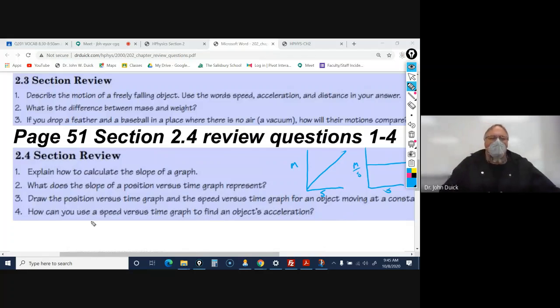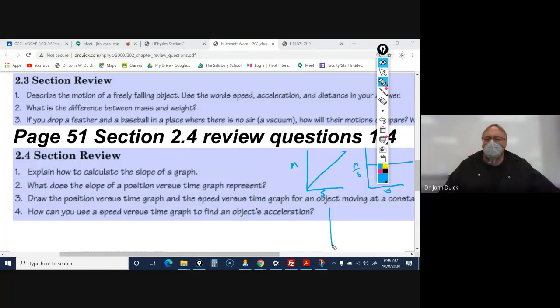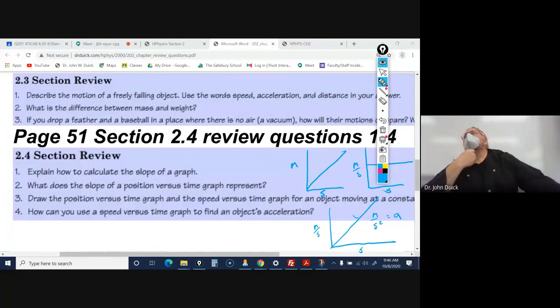How can you use a speed versus time graph to find an object's acceleration? Here's the big question. Sophia, in the back of the room. Well, if the speed goes up, then it's accelerating. If it's meters per second here and it has this slope, and she's totally correct, it is meters per second squared. This is acceleration. Nicely played. Super simple when you really think about it.